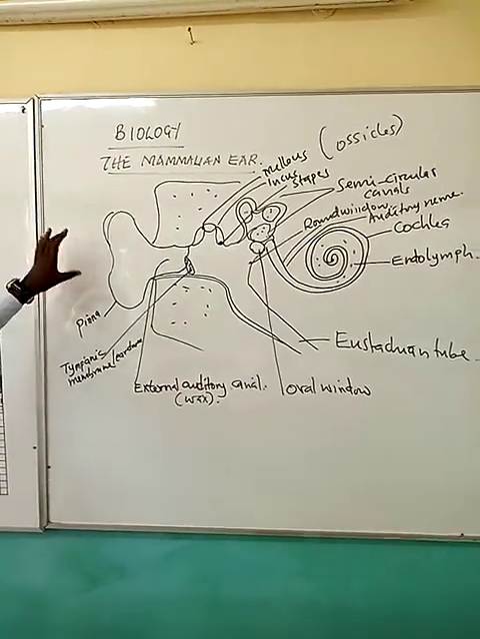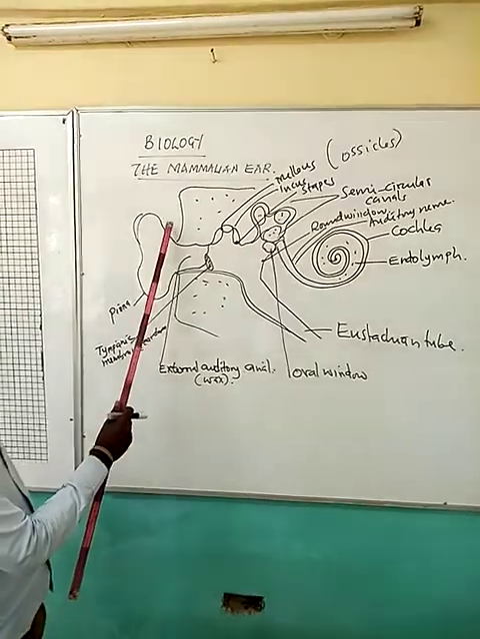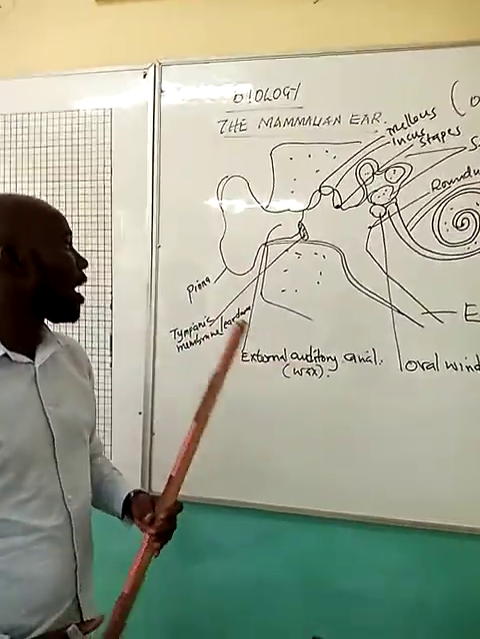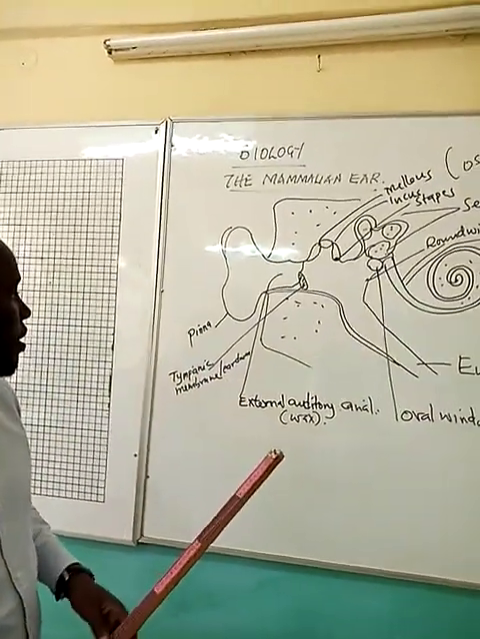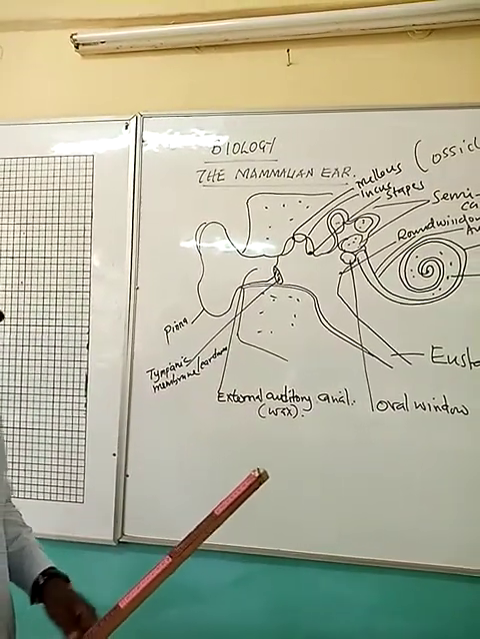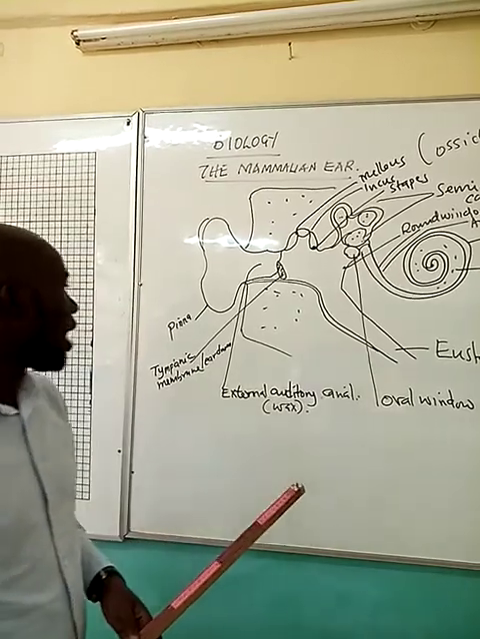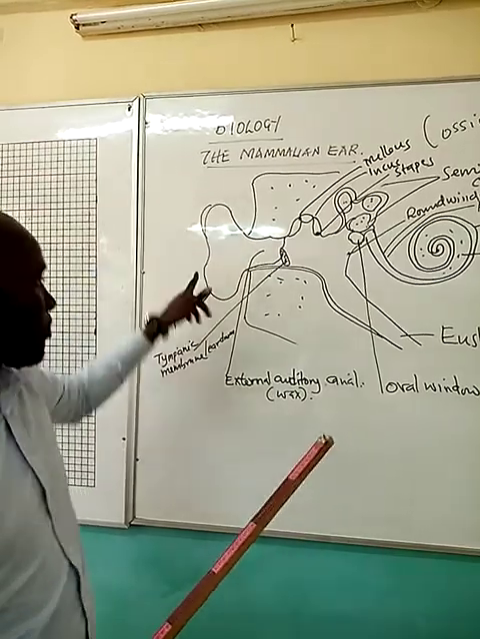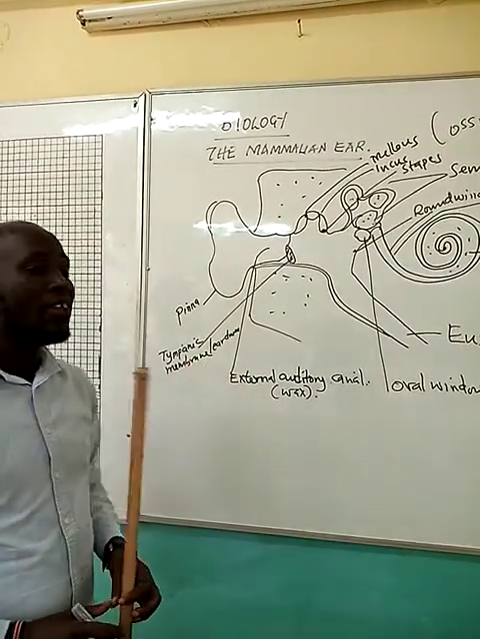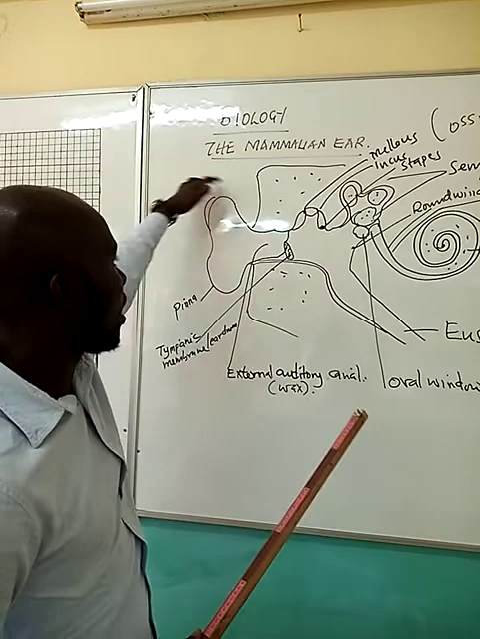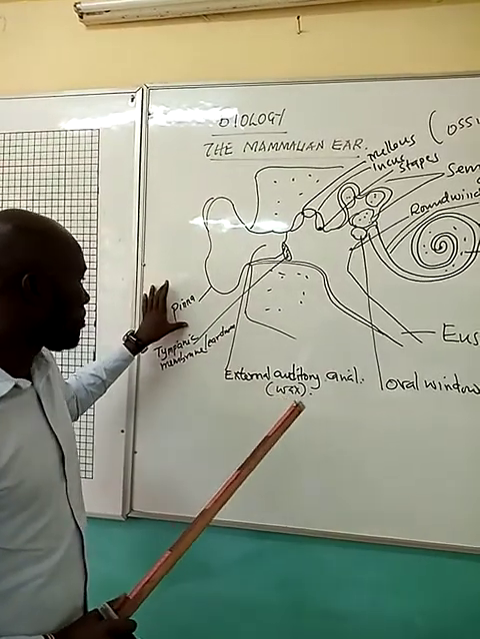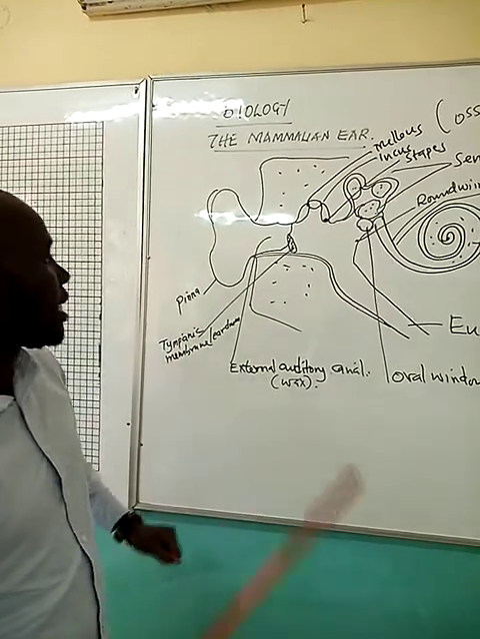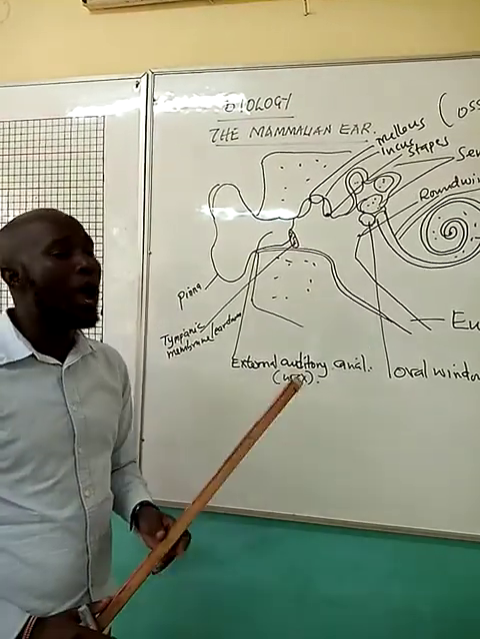If we look at this, we can see what we are calling the pinna. The pinna is the external part of the ear, which is situated out. It is made up of cartilages. And if you look at it properly, you can see the shape of the pinna. The pinna is made in such a way that it forms a funnel shape. So from the pinna, the sound is collected. The sound that is collected is then directed into a tube.